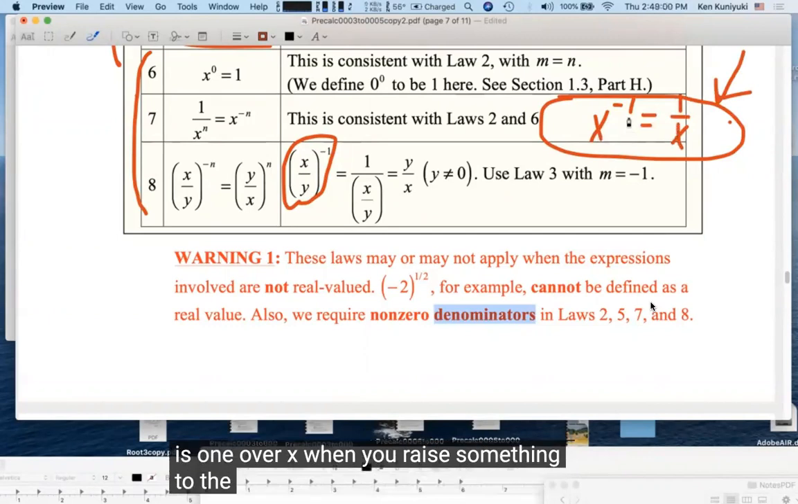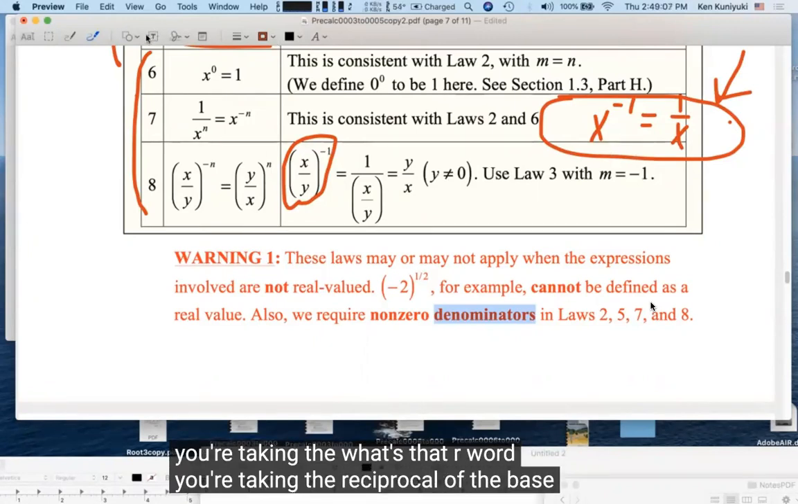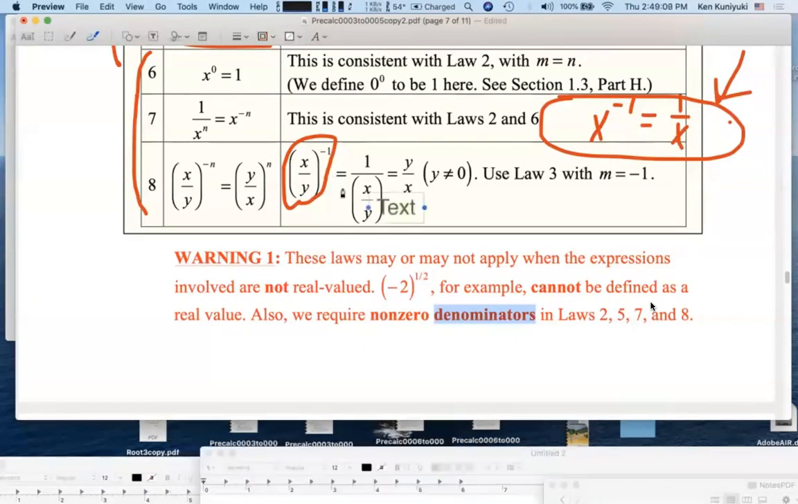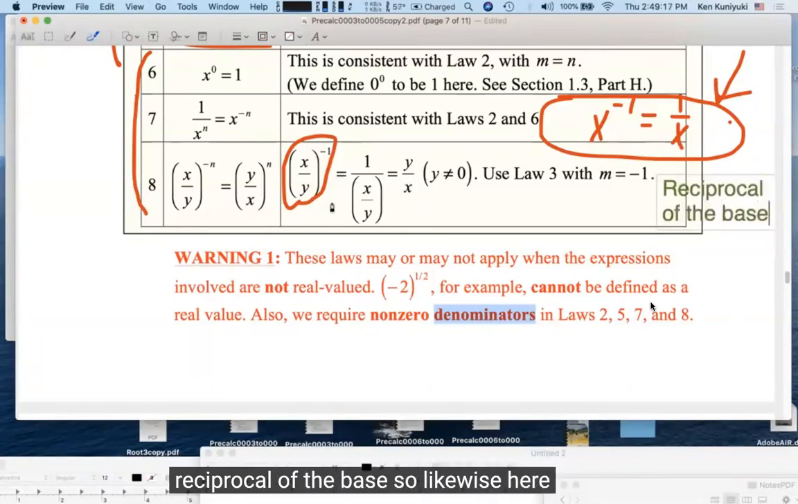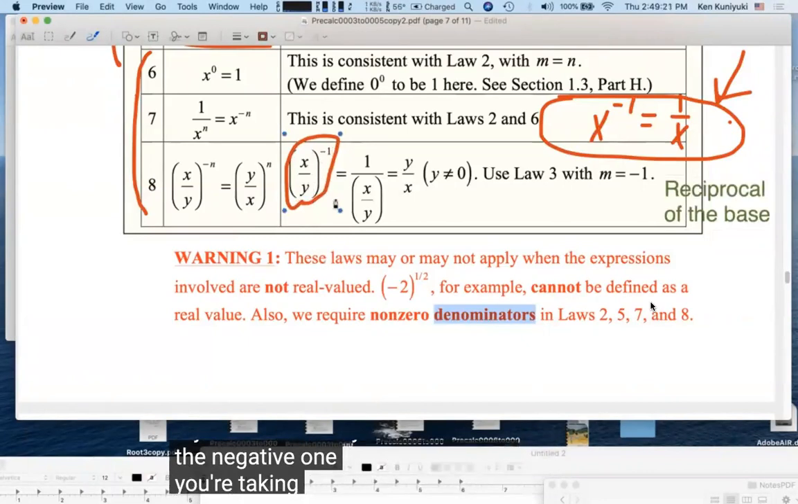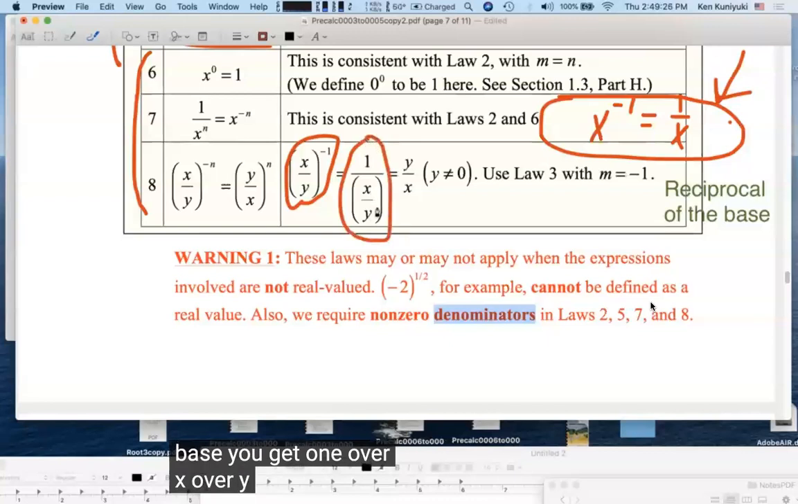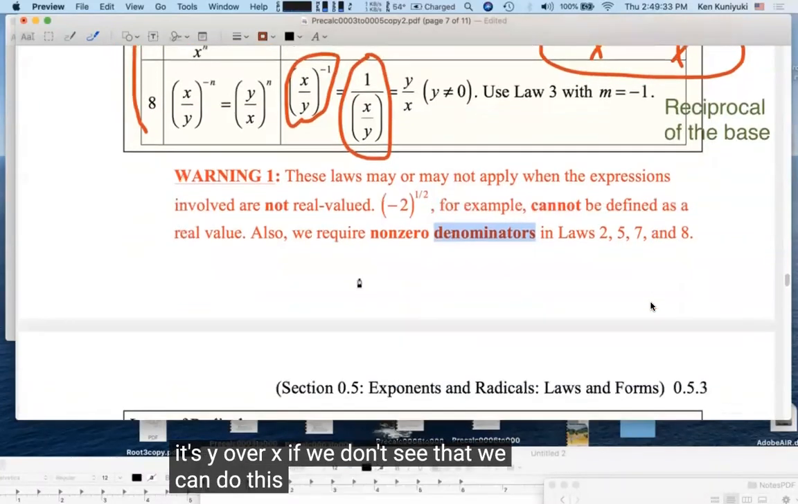Now look over here. X to the negative 1 is 1 over x. When you raise something to the negative 1 exponent, you're taking the, what's that, R word? You're taking the reciprocal of the base. So likewise here, if you raise x over y, that base, all to the negative 1, you're taking the reciprocal of that base. You get 1 over x over y. And what is the reciprocal of x over y? It's y over x.